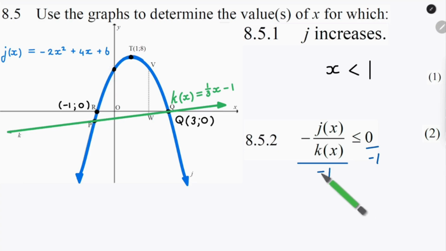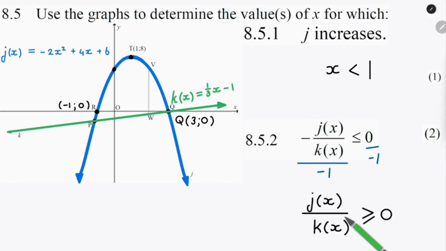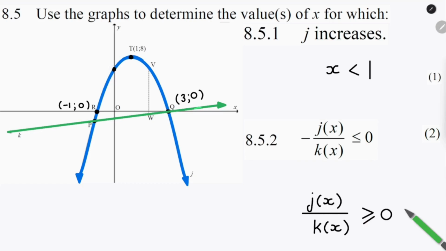So on the left hand side, these negatives will cancel, and it will just leave us with j of x over k of x. And then on this side, we can see that the inequality has swapped directions. 0 divided by negative 1 is just 0, by the way. And the inequality swaps direction because I divided by a negative. Don't forget that small rule. Ooh, and now to analyze this inequality.